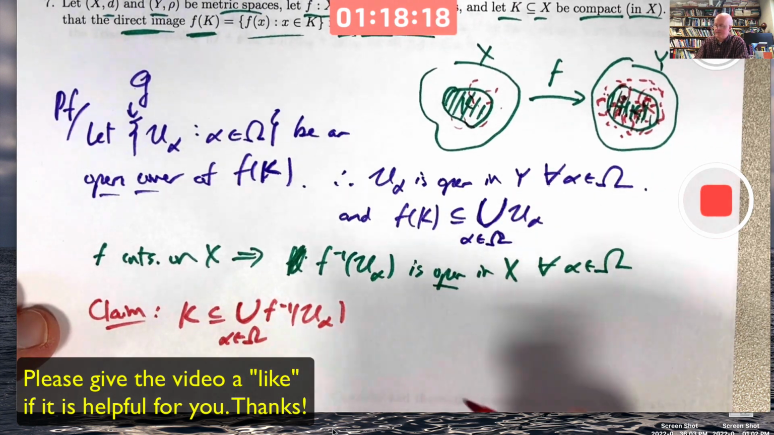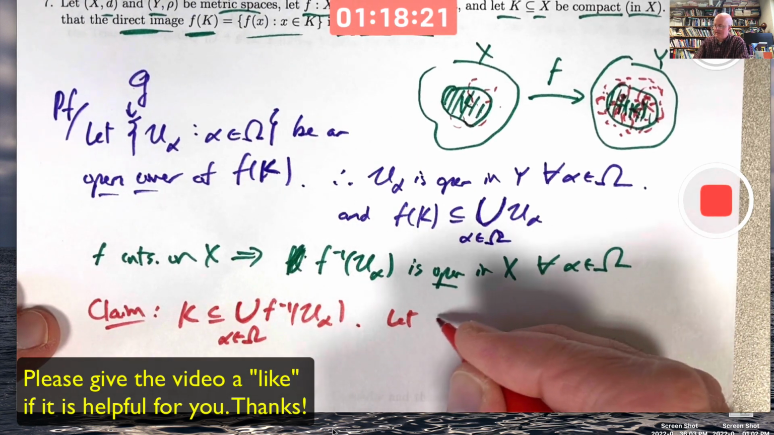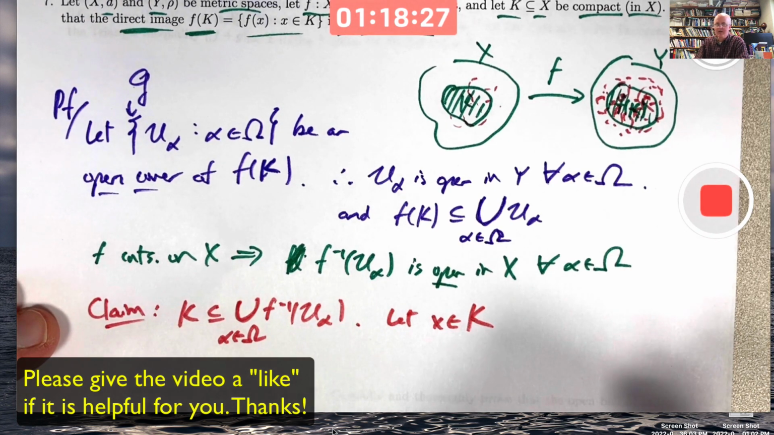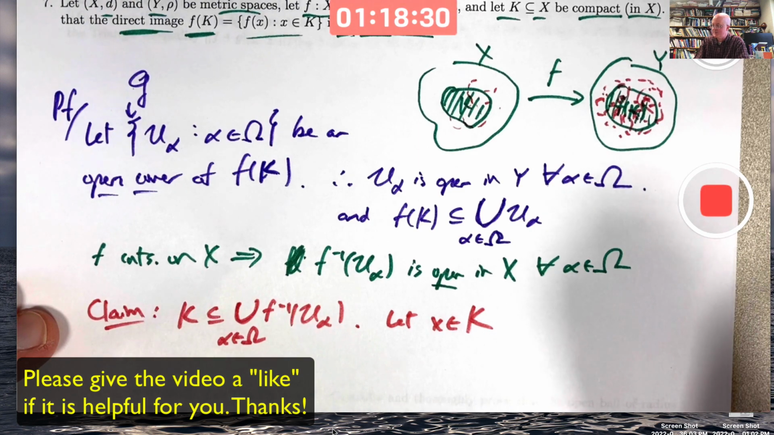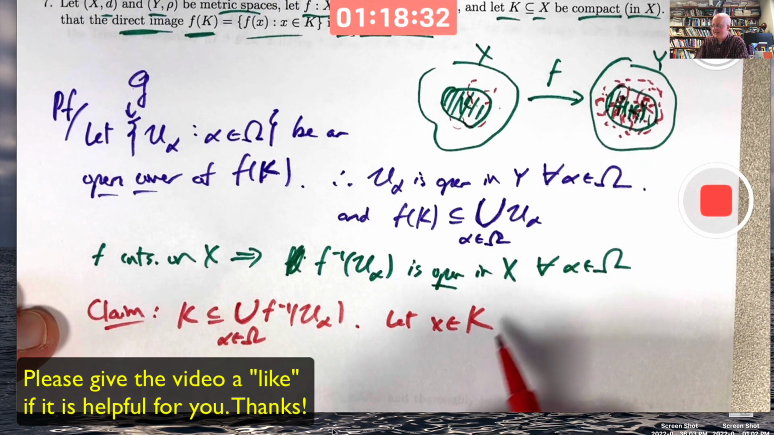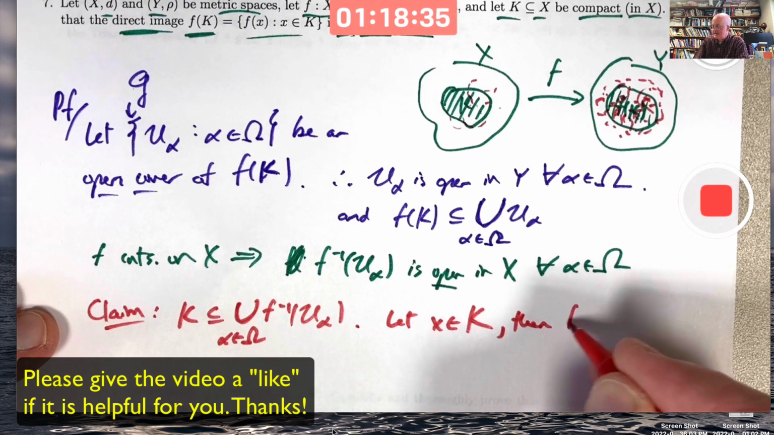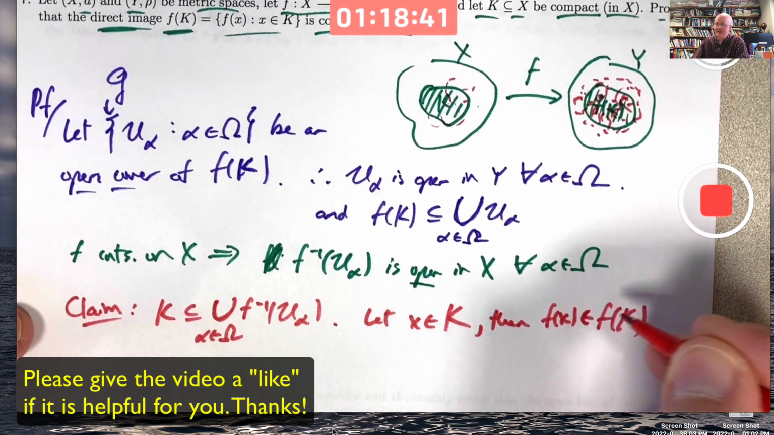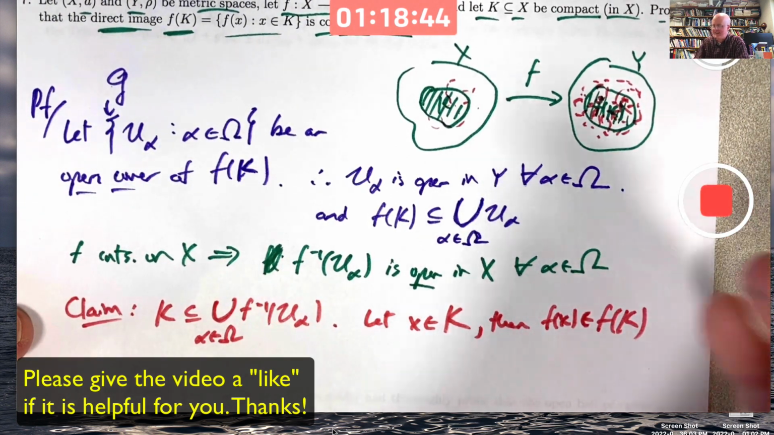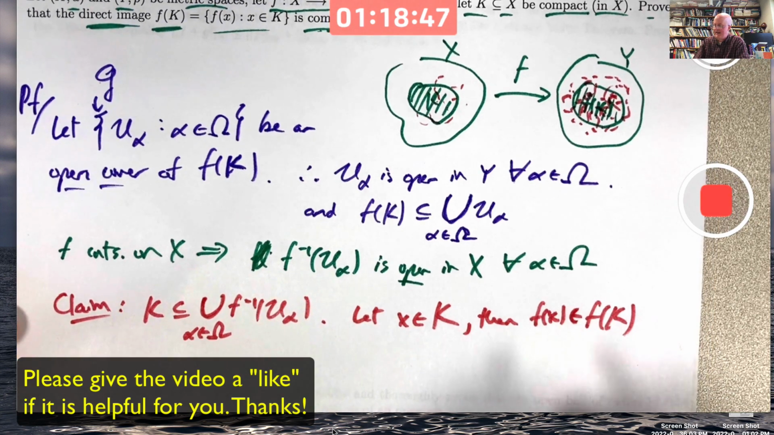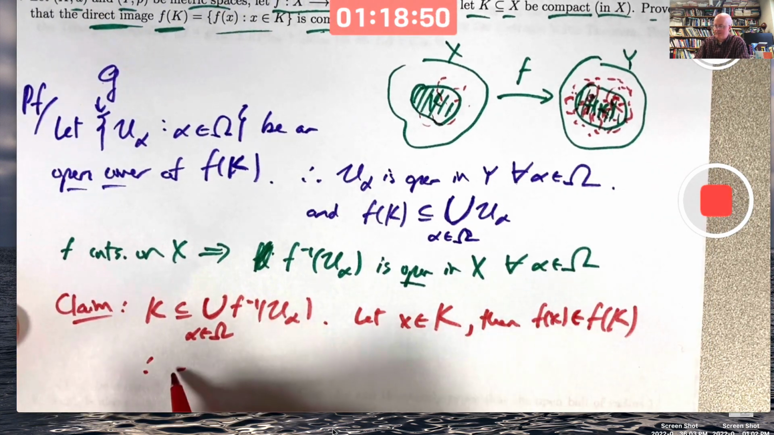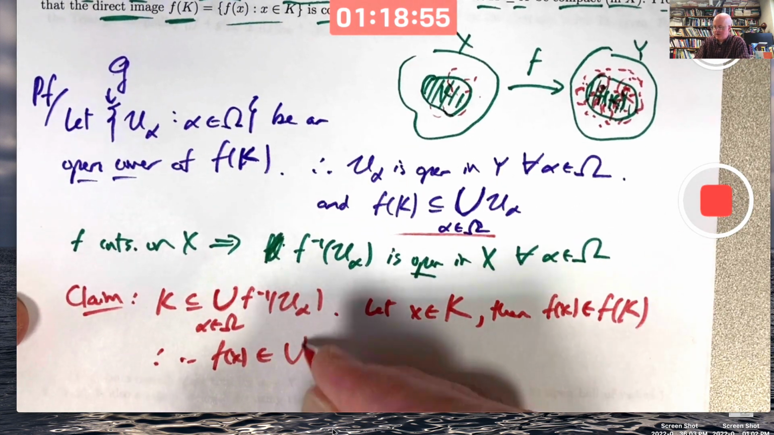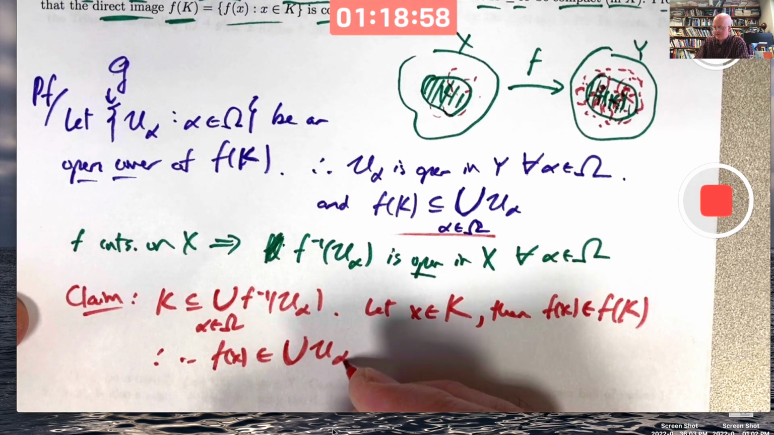How do you prove the claim? Let little x be an arbitrary element of K. I want to show it's in the union. You've got to use the things this is set up to use. If x is in K, then f of x is in f of K by definition. Got to use the fact that that direct image is compact. I've got to use it. And therefore, by this condition here, f of x is in the union of the U alphas.